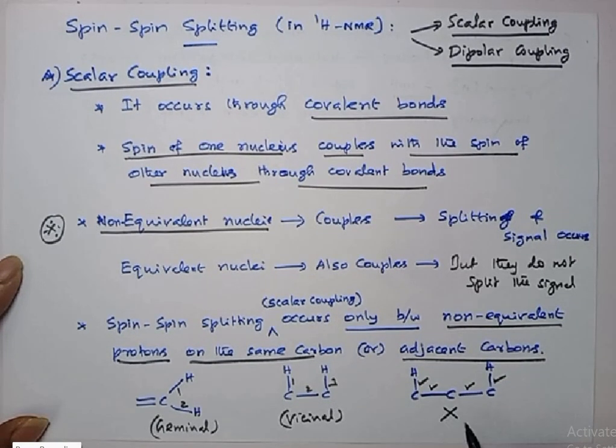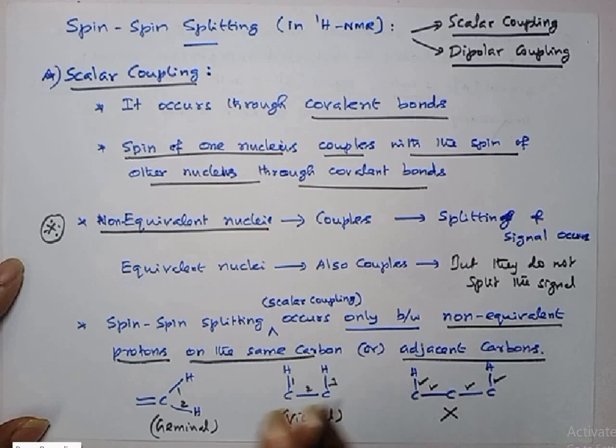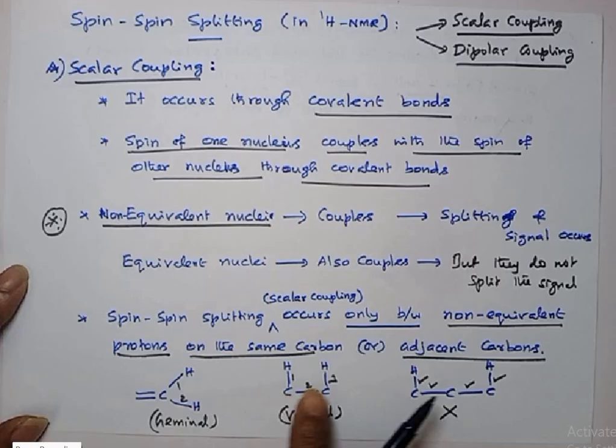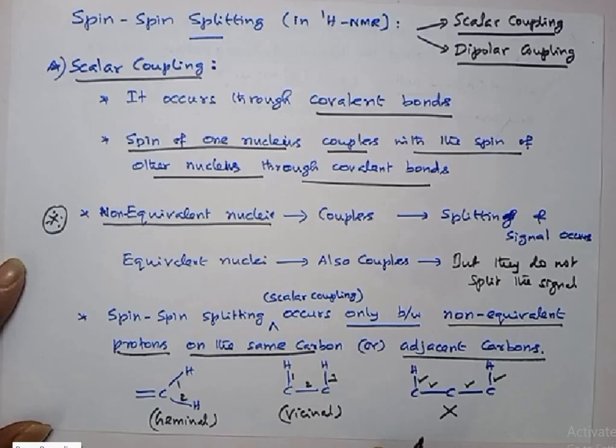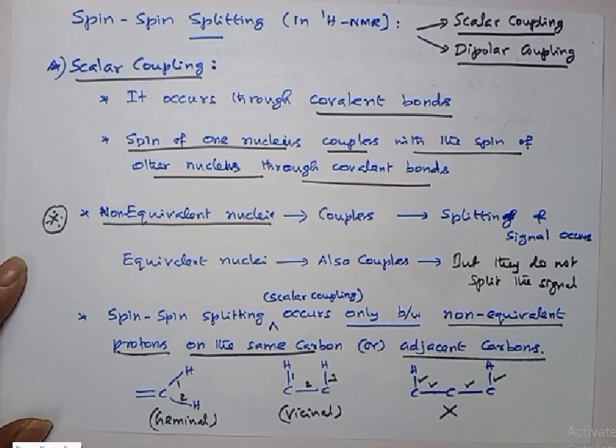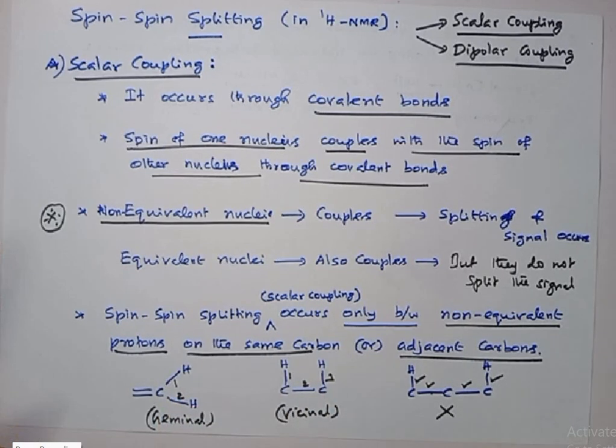So this coupling is very, very negligible. We need not focus on them. We are going to focus only on geminal coupling and vicinal coupling. This 1,4 coupling is called 1 bond, 2 bond, 3 bond, 4 bond. This 4 bond separation coupling is sometimes important, and we will discuss that under a separate heading. Right now we are going to focus on geminal coupling and vicinal coupling.